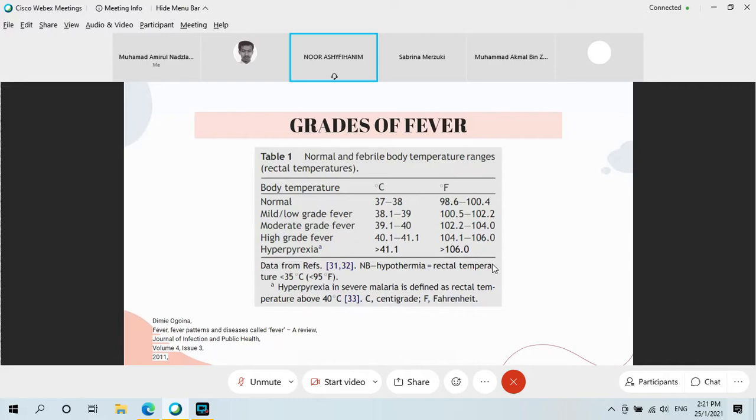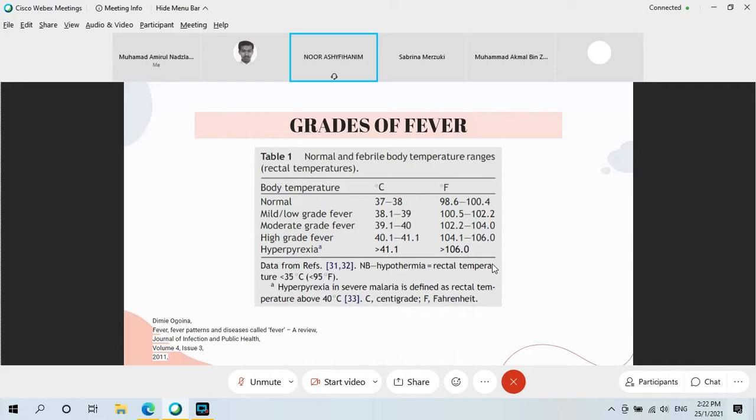So the normal body temperature is usually between 37 degrees Celsius to 38 degrees Celsius, equivalent to 98.6 to 100.4 Fahrenheit. If the child's temperature increases to between 38.1 to 39 degrees Celsius, we consider it as mild or low grade fever. If body temperature is between 39.1 to 40 degrees Celsius, we consider it as moderate grade fever. Then 40.1 to 41.1 degrees Celsius is high grade fever, and more than 41.1 degrees Celsius we consider as hyperpyrexia.